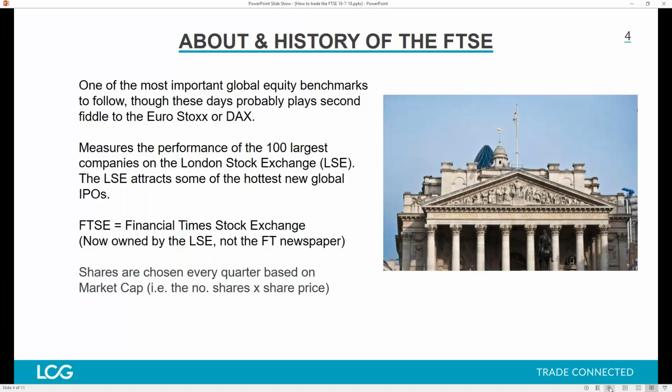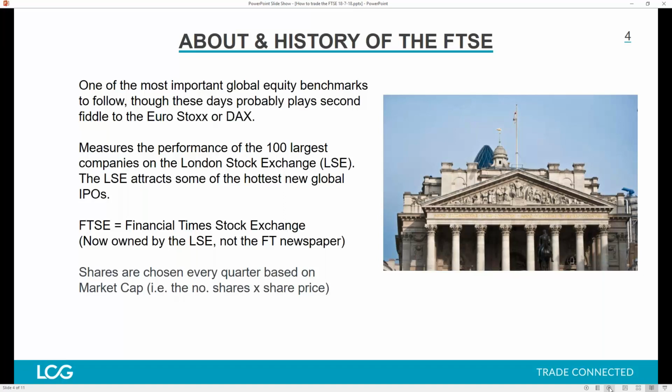So it is one of the most important global equity benchmarks to follow when you're judging whether overall market sentiment is good or bad. If the FTSE is up, it's a good indication that investors are generally feeling bullish and the markets overall are higher. Oftentimes you'll see the big markets on Wall Street and the big benchmarks in Europe up as well. As I've said here, these days it's probably been slightly replaced by the Euro Stoxx, which is the biggest companies within Europe, or maybe just Germany's DAX.